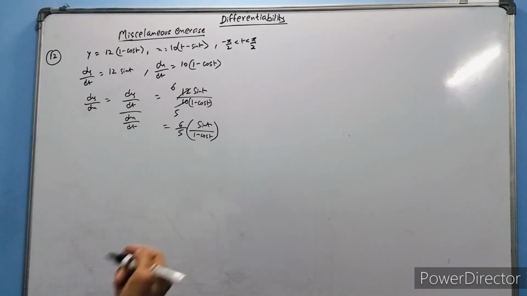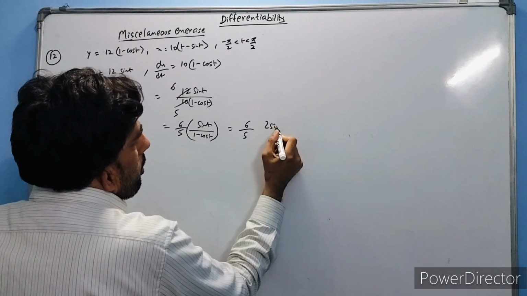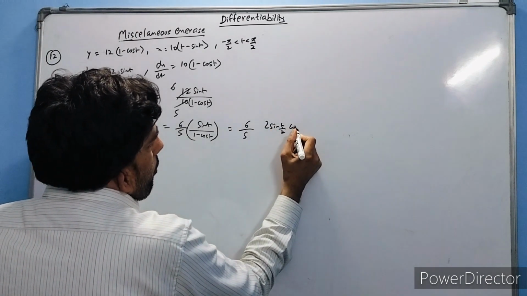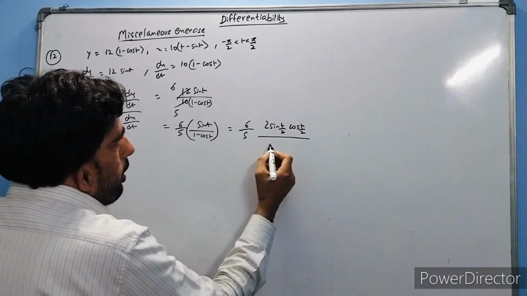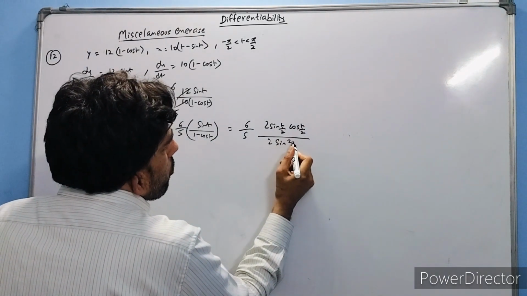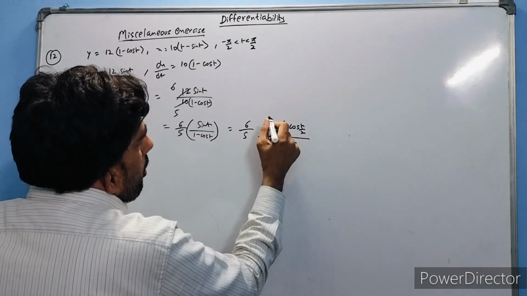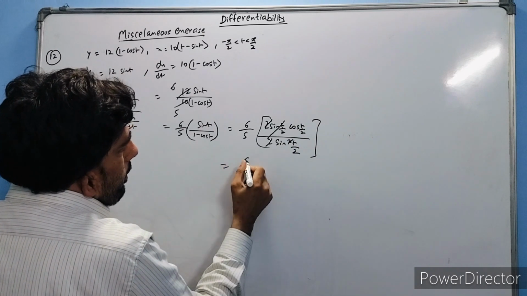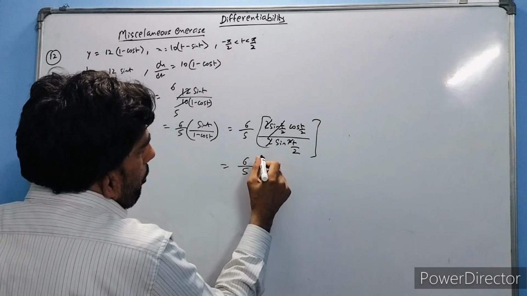Furthermore, we'll try to put the formula here. We have 1 minus cos t, which will be 2 sin square t upon 2. So I have this, and we'll have 6 upon 5 cot t upon 2. How?